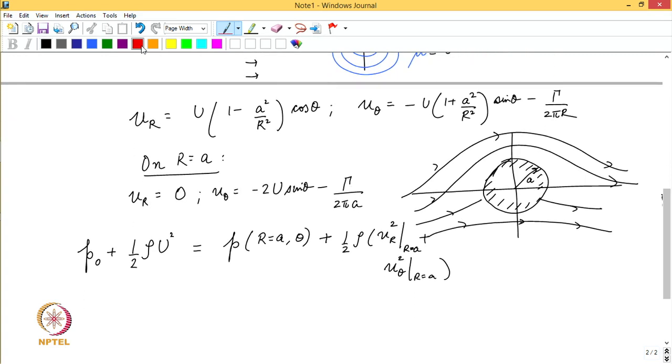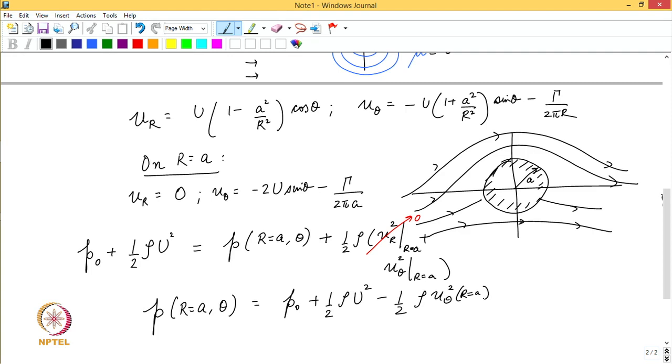I know that u r on r equal to a is 0, so I need not worry about this term, but basically I can use this now to derive what pressure would be on the surface of the cylinder, which would be P naught plus half rho u square minus half rho u theta square on r equal to a, and we can use that function there to write this as P naught plus half rho u square.